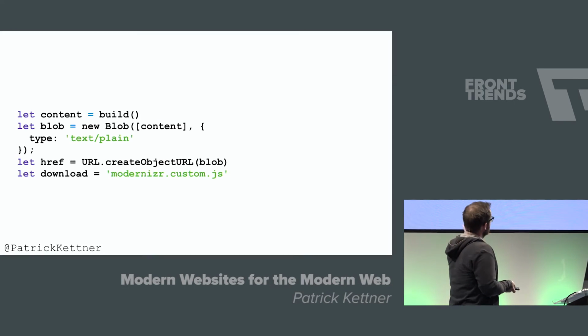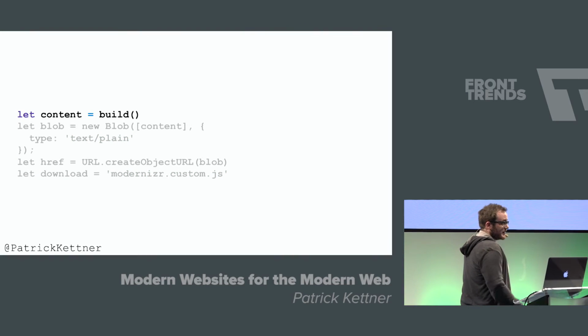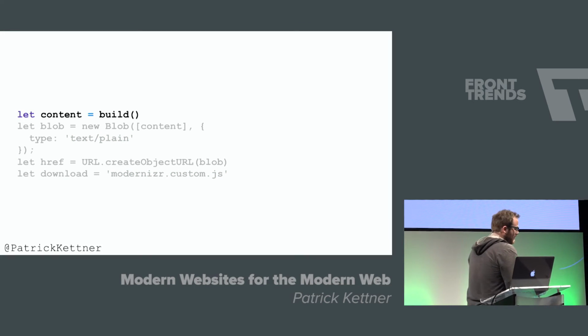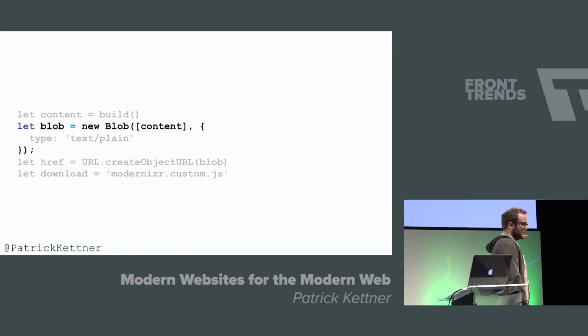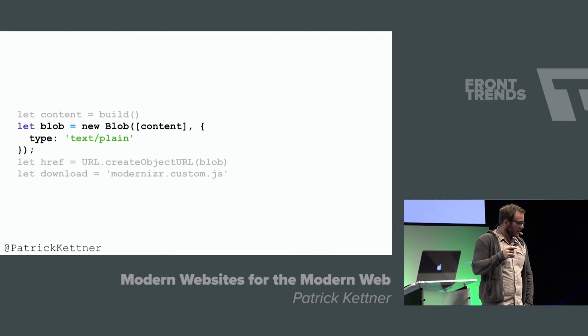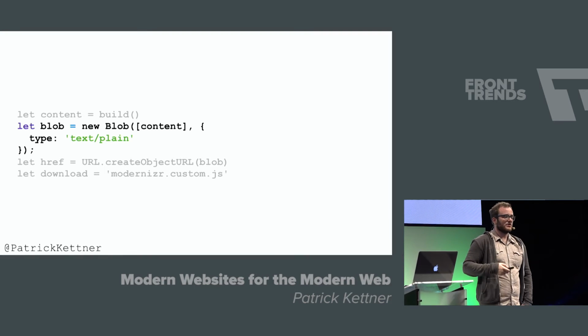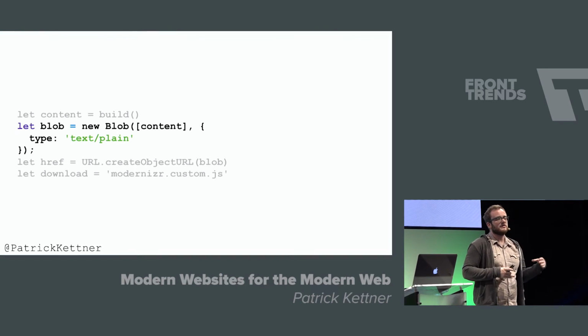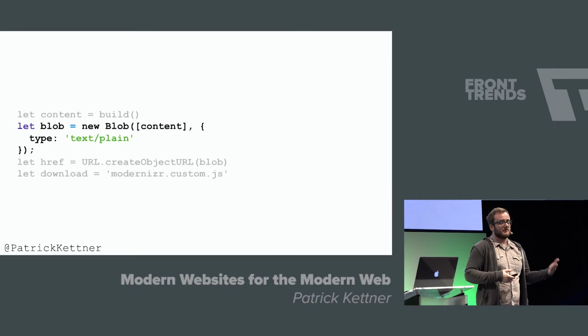The code for it is really straightforward. It's just what you see here. We have the build, which gets us the string of the Modernizr content. Then we pass it into a new blob constructor. We pass in the content in an array, and you give it the type of text plain. That will generate a giant binary blob inside of the browser that represents the file that we want to download, rather than just the text string representation of it.